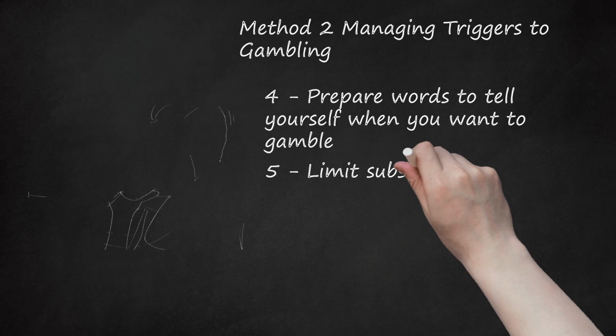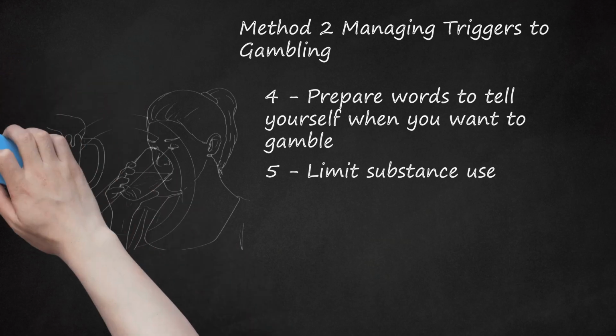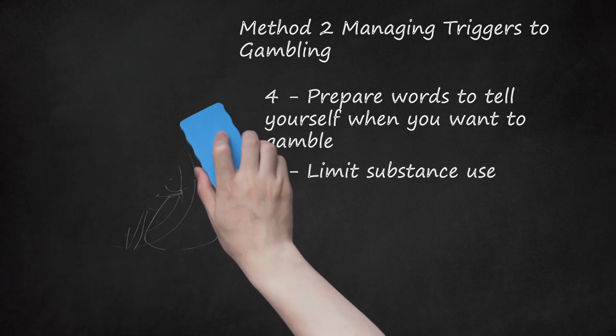5. Limit substance use. Substance use, including alcohol and other drugs, have been linked to increased gambling behaviors. When you drink alcohol and use other substances, this lowers your inhibition and decreases your ability to make logical decisions. Avoid drinking too much alcohol. A few drinks may be fine depending on your tolerance and weight, but being inebriated is a big risk factor for problem gambling. Your coping resources and ability to resist urges will be significantly decreased if you are intoxicated.